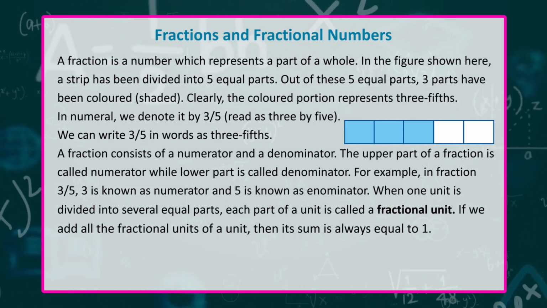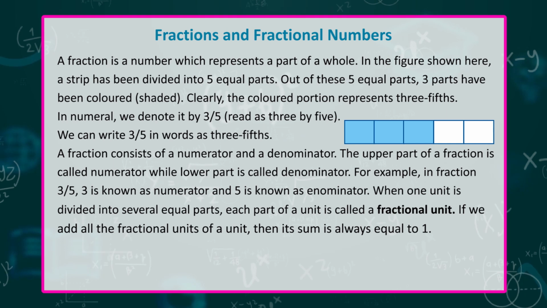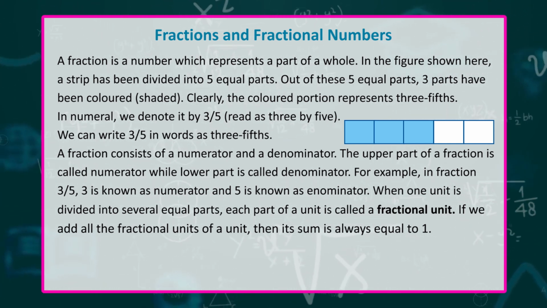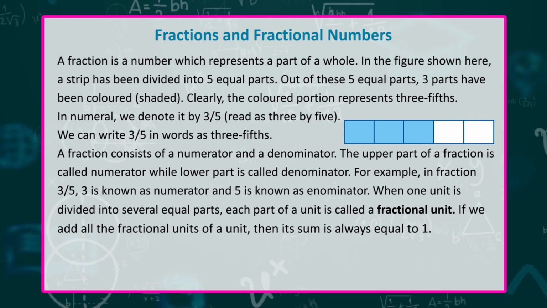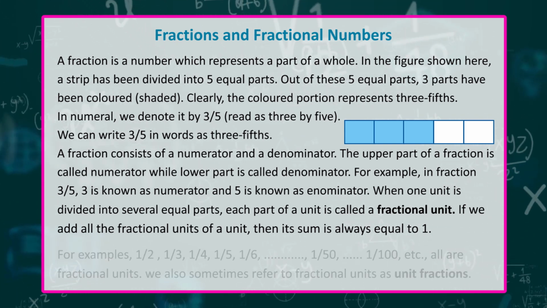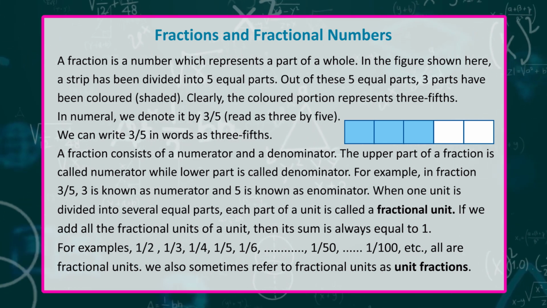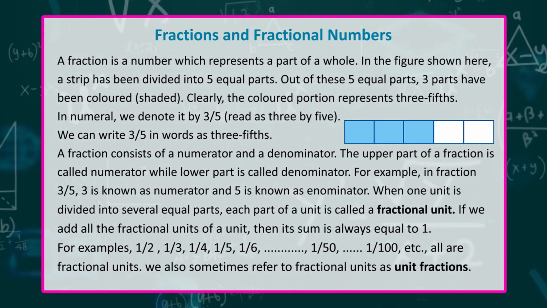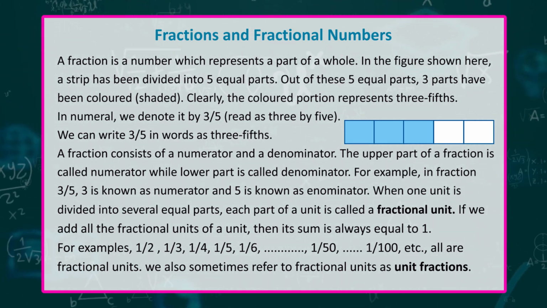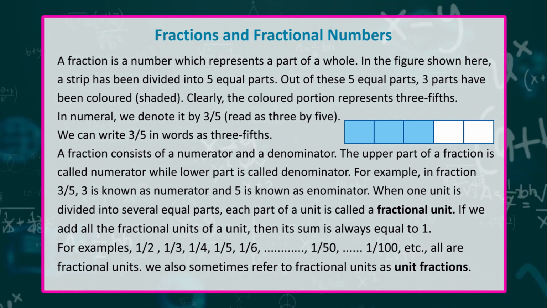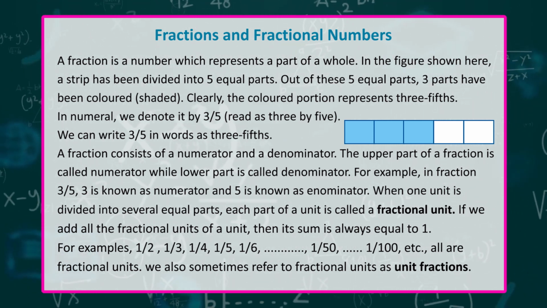When one unit is divided into several equal parts, each part of the unit is called a fractional unit. If we add all the fractional units of a unit, then the sum is always equal to 1. For example, 1/2, 1/3, 1/4, 1/5, 1/6, 1/50, 1/100, etc. are all fractional units. We also sometimes refer to fractional units as unit fractions.